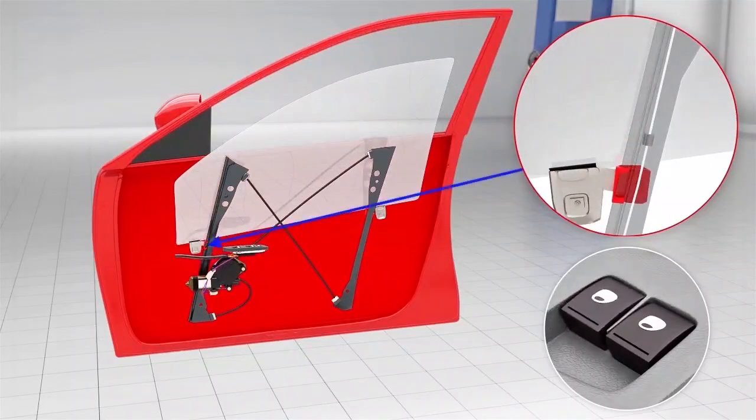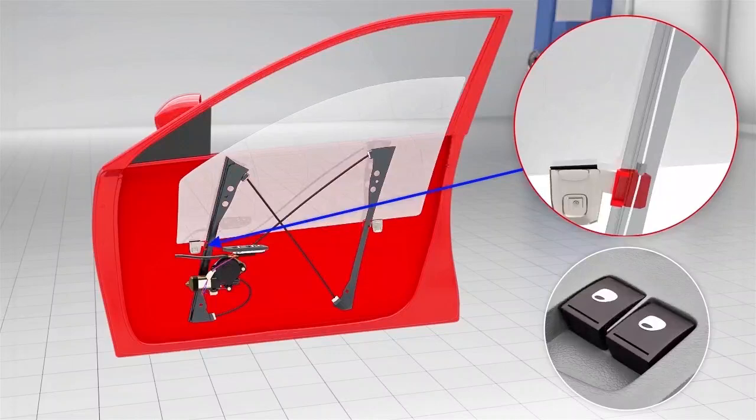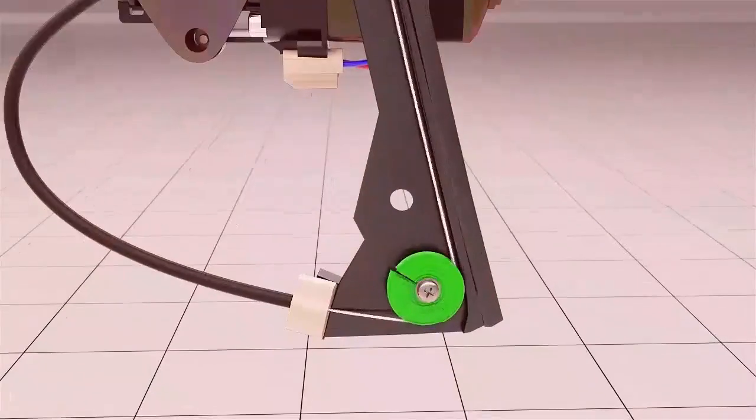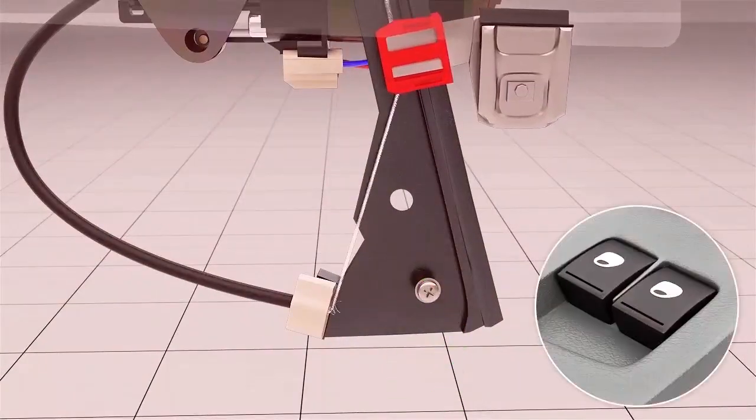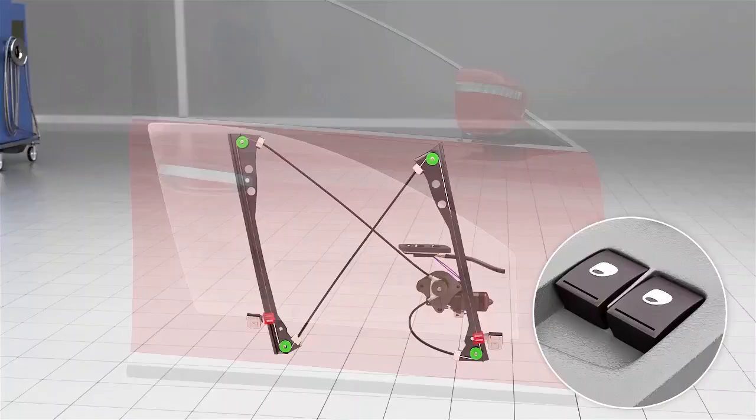Broken clips cause the window to become wedged in an angled position inside the door. Broken pulleys cause the cable to become bound and the window becomes stuck in place. Broken cables cause the window to drop down into the door.